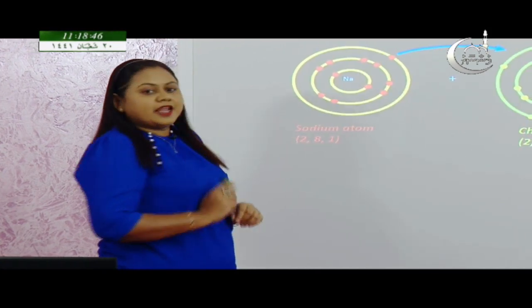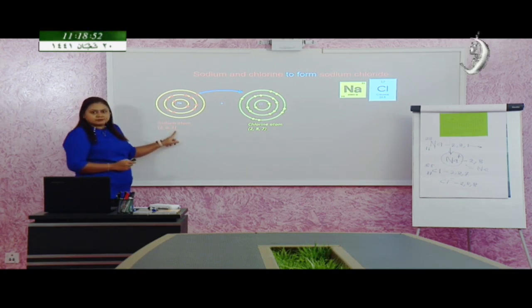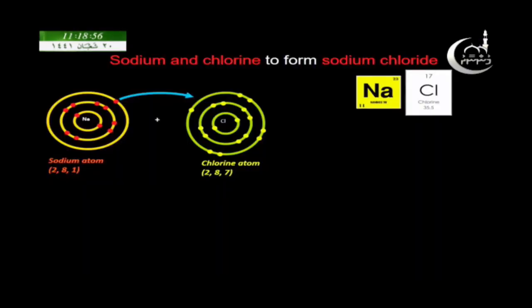Ready? Okay, hope all of you have written the electronic configuration. Now, this is the electronic configuration. Sodium atom 2, 8, 1. Have you already written this one? So, 2, 8, 1, 2 plus 8 plus 1 will give 11. So, that will be the electronic configuration of sodium atom. And then we have chlorine atom where the electronic configuration is 2, 8, 7, atomic number is 17.